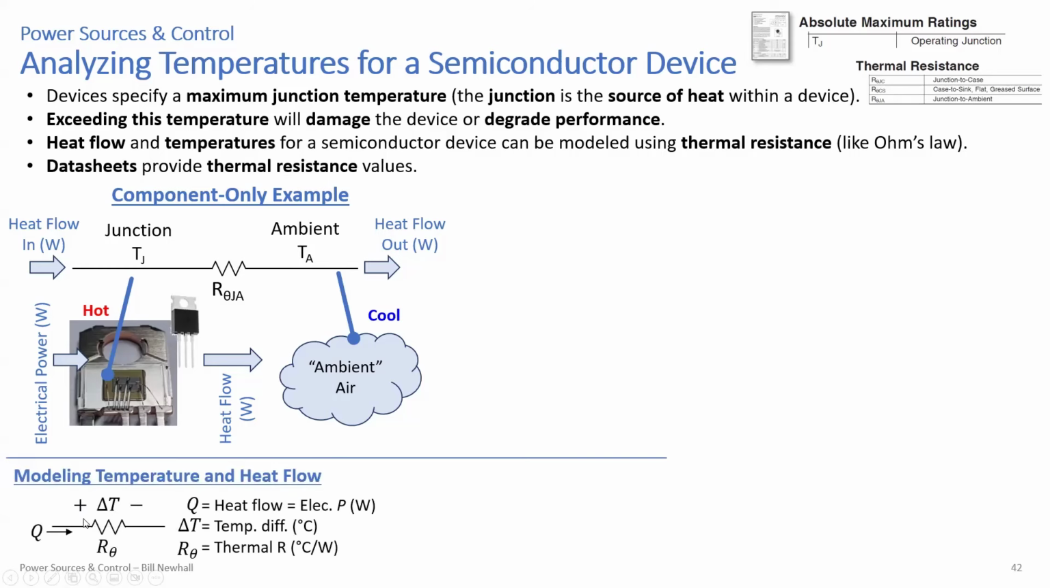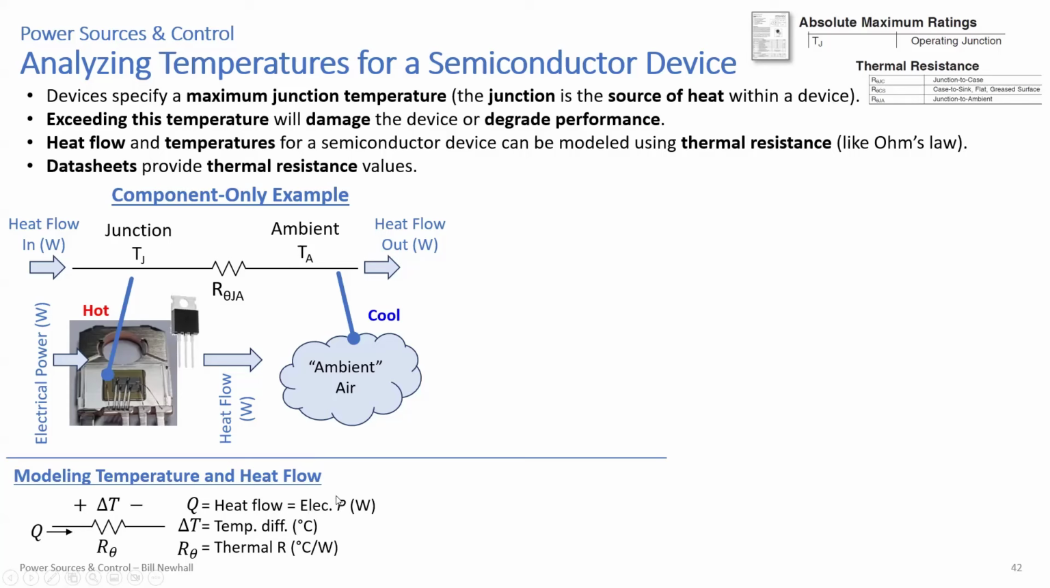So here's the diagram of that. Here's a thermal resistance, R sub theta, and there's heat flowing. I'm calling heat Q here. Later, I'm going to use the variable P for power, because Q is heat flow. It's in watts.